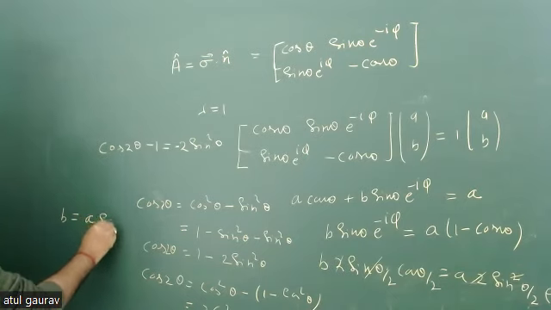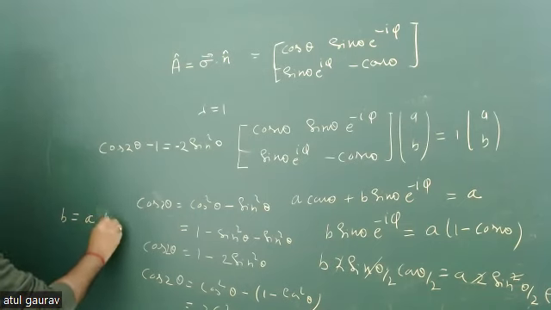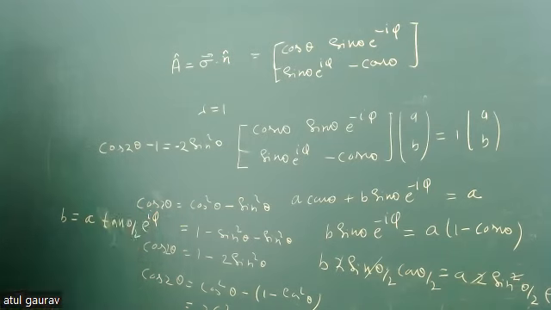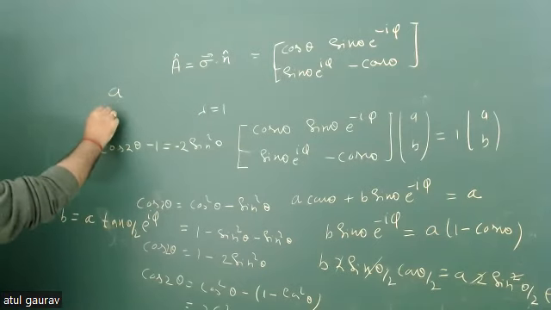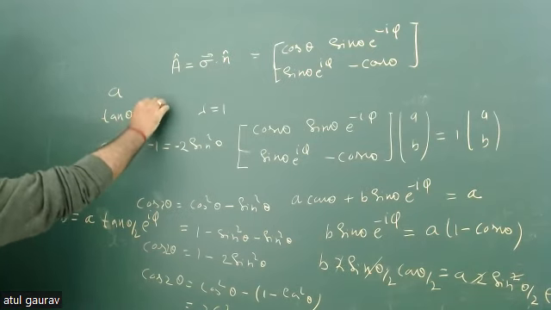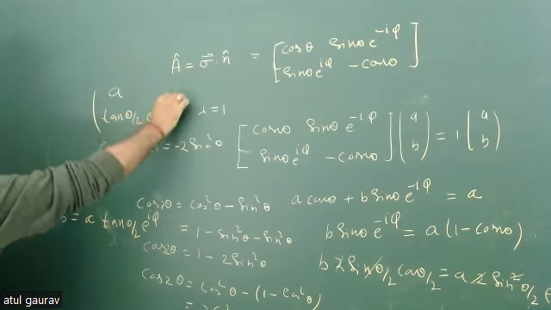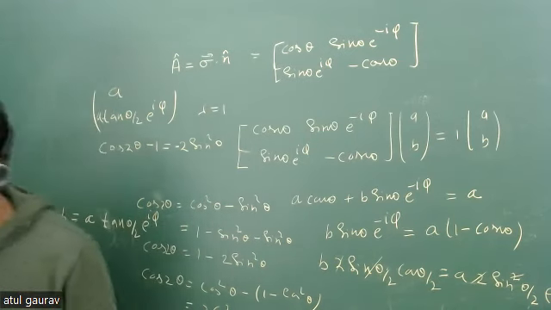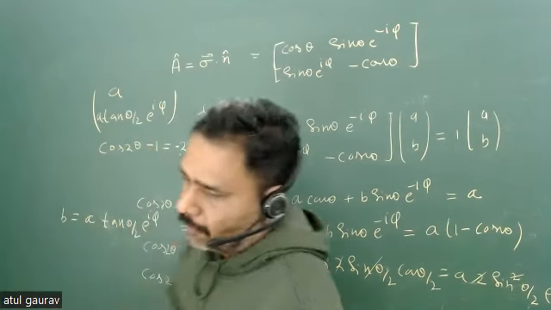So B is equal to A tan theta by 2 e to the power i phi. So this is my vector: A stays A, and the other component is tan theta by 2 e to the power i phi times A. Now we have to calculate the value of A such that this is normalized.